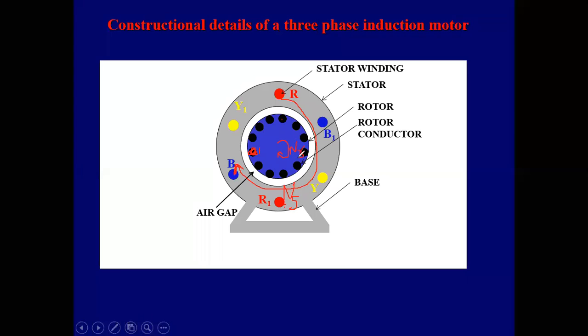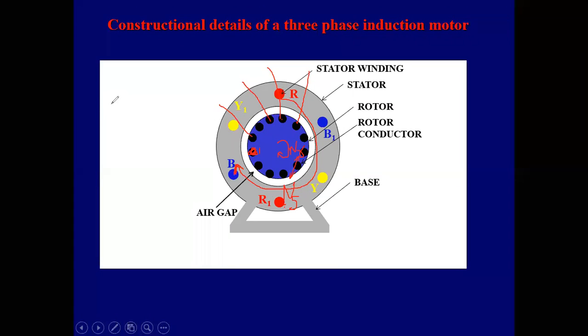If NR and NS are both equal, what will happen? Conductor 1 and the flux both rotate together, both crossing this axis at the same instant. That means conductor 1 is facing the same amount of flux at every instant. Guys, are you getting it? If NR is equal to NS, this conductor will always face the same amount of flux. There won't be any change in flux.